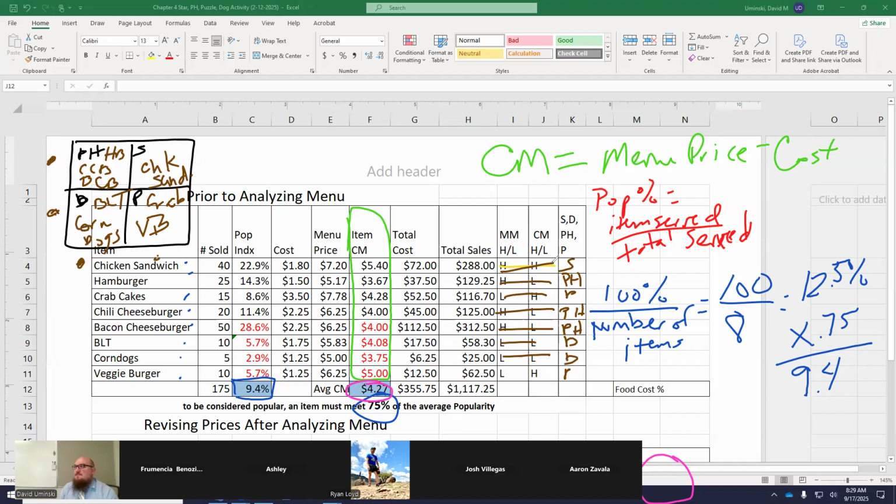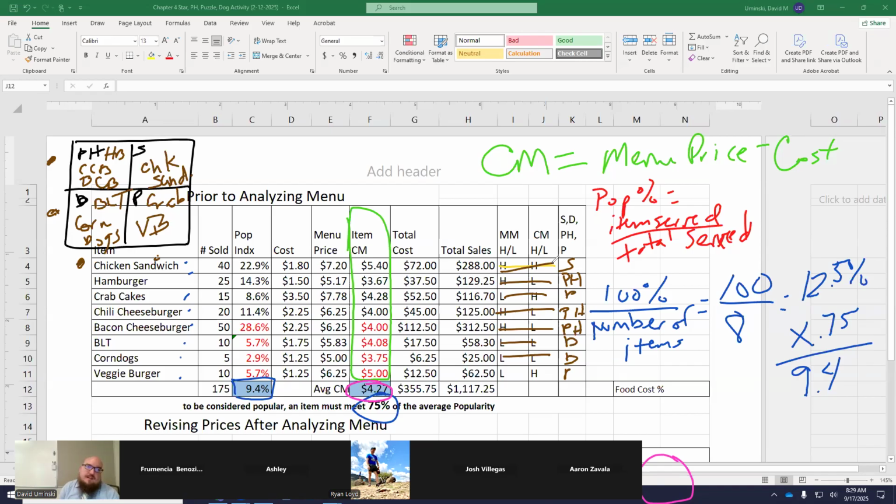Questions, comments, concerns about how we put these into different categories? I think this is a really important concept to grasp, because too often restaurateurs don't stop and take the time to figure out what is their high performing, what is their low performing, what can they do to get things shifted over from one category to the next.